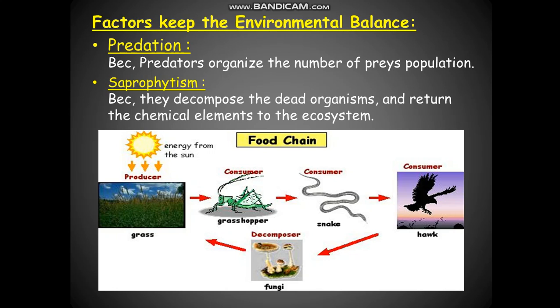So the two factors that are important to keep the environmental balance are, the first one, predation, and the second one, saprophytes. This is our lesson today, and thanks for watching.